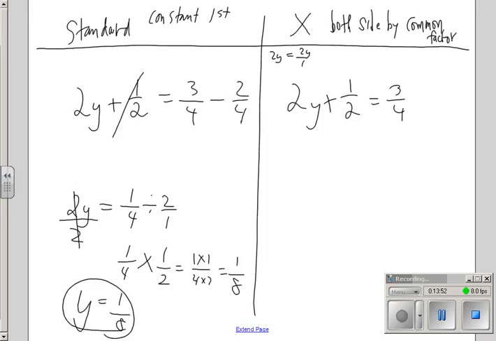Okay, 1/8. Now hopefully over here, you looked at it and said, well, what are the denominators? Well, this is a denominator of 1. This is a denominator of 2. This is a denominator of 4. What's the lowest common multiple those three share? Well, some of you probably used 8, which is okay.